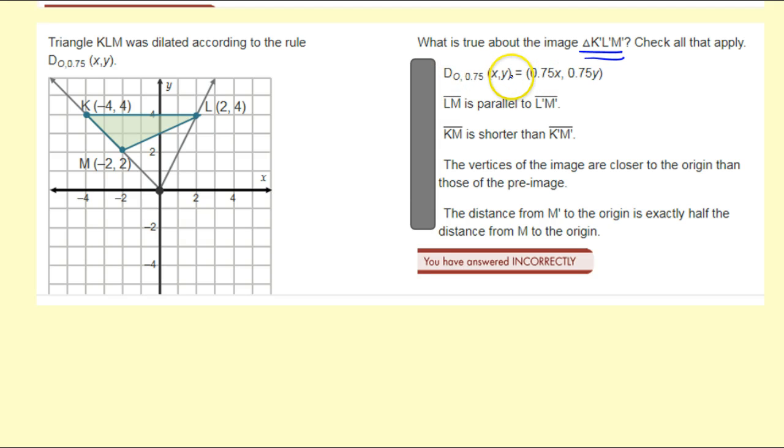So the first statement says we can get the new points by taking the original points and just multiplying each of the coordinates by 0.75. That's true. Okay, will LM be parallel to L prime, M prime? Yeah, that's also true. So, look, imagine that I put my similar triangle here.